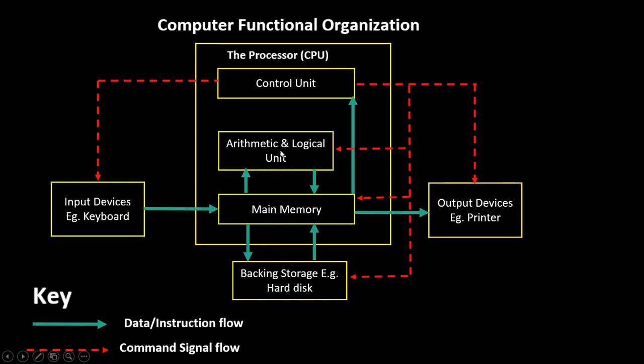Data moves from arithmetic to memory, from backing storage to memory. But it can move from memory to output devices, from memory to backing storage, and from memory to the arithmetic and logical unit. So, be keen. Next thing I want to talk about: you may be told to draw the computer function organization.